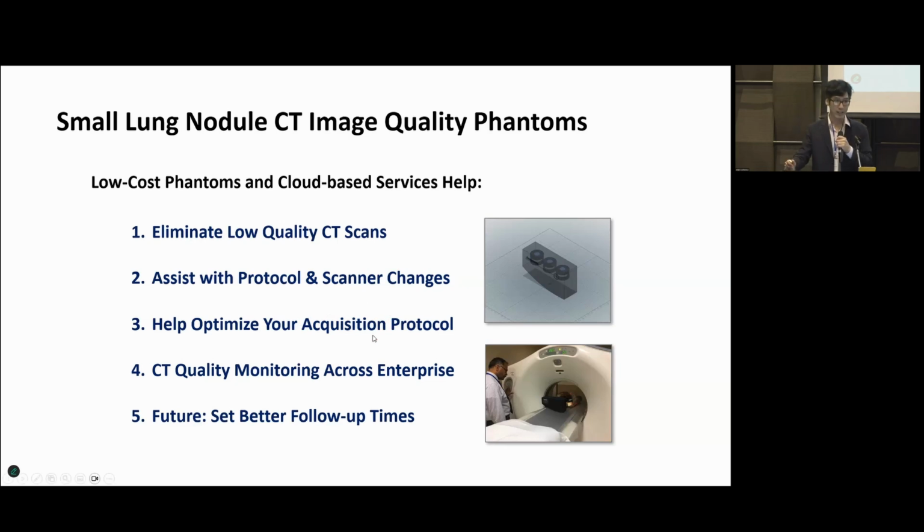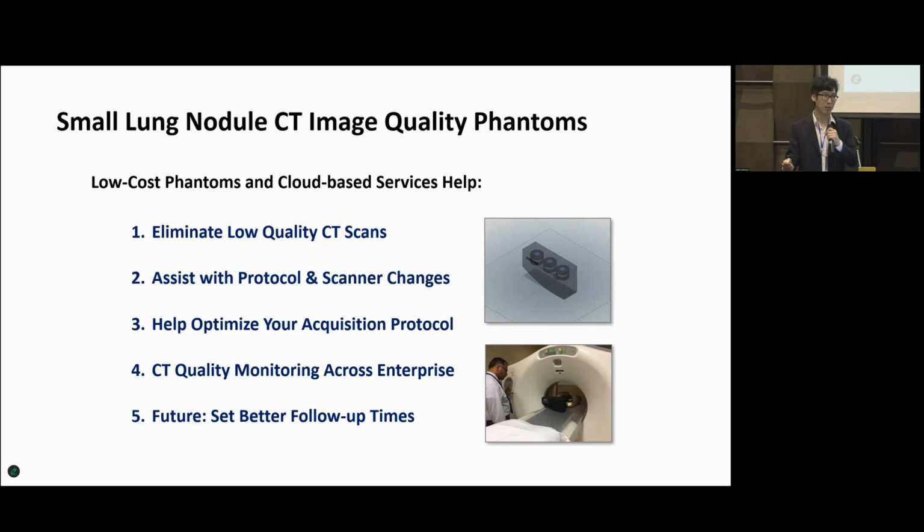It also will actually let you monitor the performance of your scanners across your enterprise and across time. There's nothing to say that your scanner will stay consistent over time. I mean, part of the role of the CT tech is that they have to scan the phantom every day or every week to make sure some very basic things are remaining unchanged. But this goes a lot further than that.